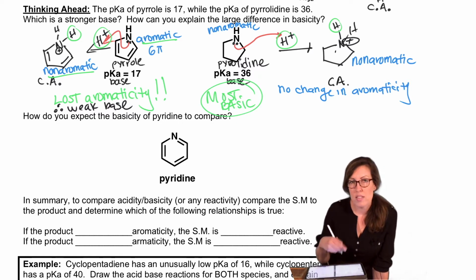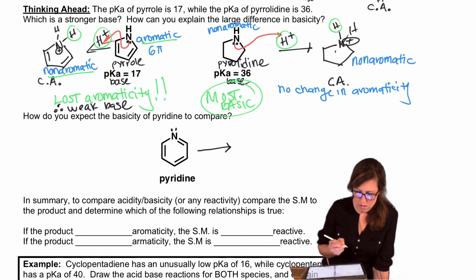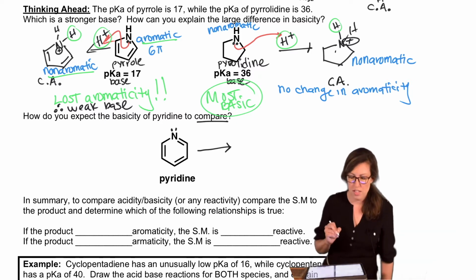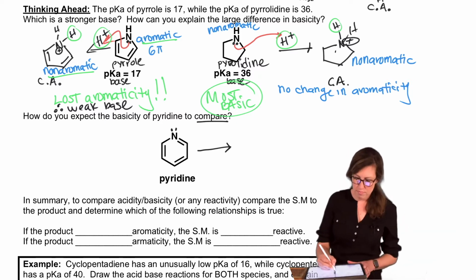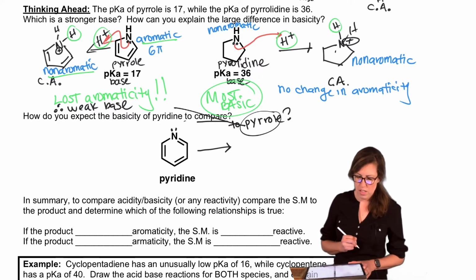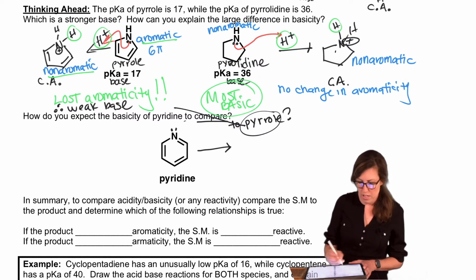Let's look at another one and see if we can compare it to those 2. Pyridine. Now, I'm going to ask you to compare it to pyrrole because we've already seen that change with pyrrole. So versus this one, the one that lost aromaticity. Does the same fate happen to pyridine? Because remember, pyridine is another example of something that's aromatic.